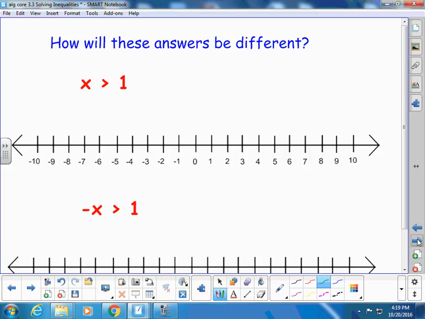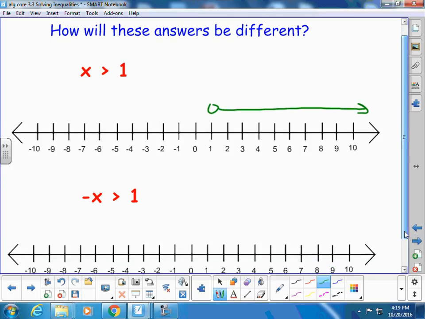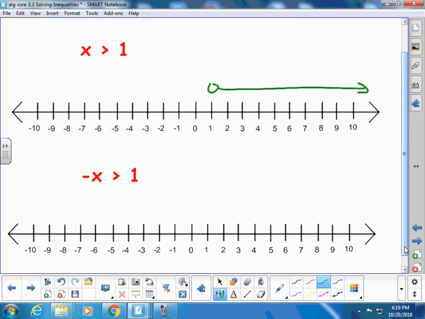How will these two answers be different? So x is greater than 1. That is an easy one. There's 1, everything greater than that. Negative x is greater than 1. What does that mean? What we normally would do is get rid of that negative, which is like a -1 times x, right? So to undo a -1 times x, I would divide by -1, and I would get x is greater than -1. So if I go over to -1, put an open circle, greater than, that would be this.